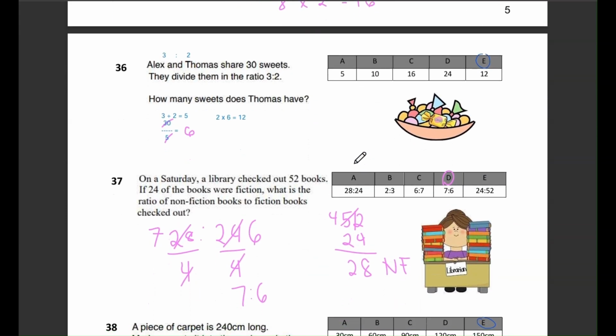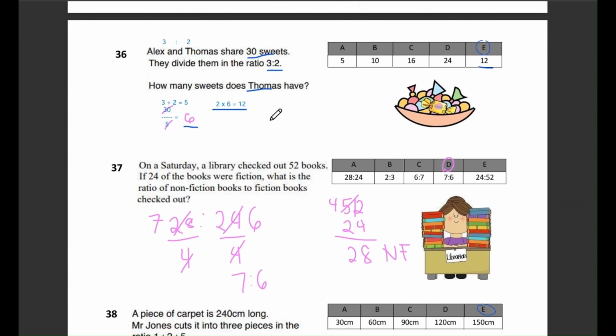Question 36. Okay, this time, Alex and Thomas are sharing sweets. They're sharing 30 sweets in the ratio of 3 to 2. We need to find out how many sweets Thomas gets. Our options are A, 5, B, 10, C, 16, D, 24, and E, 12. The correct answer is E, which is 12. The total parts in the ratio are 3 plus 2, which is 5. Each part is 30 divided by 5, which is 6. Because Thomas gets 2 parts, he gets 2 times 6, which is 12.